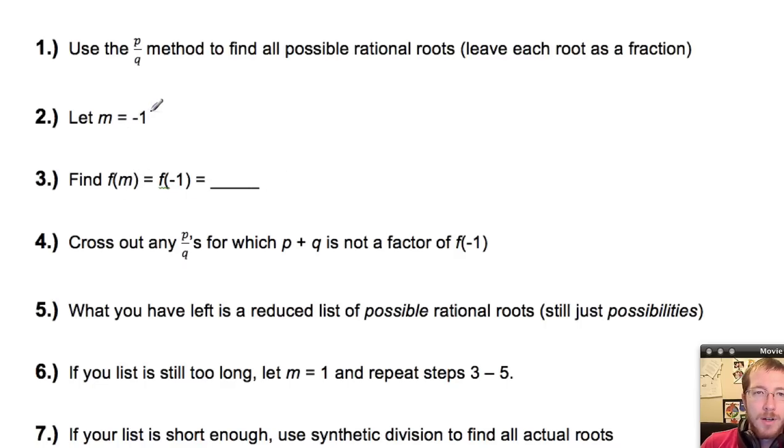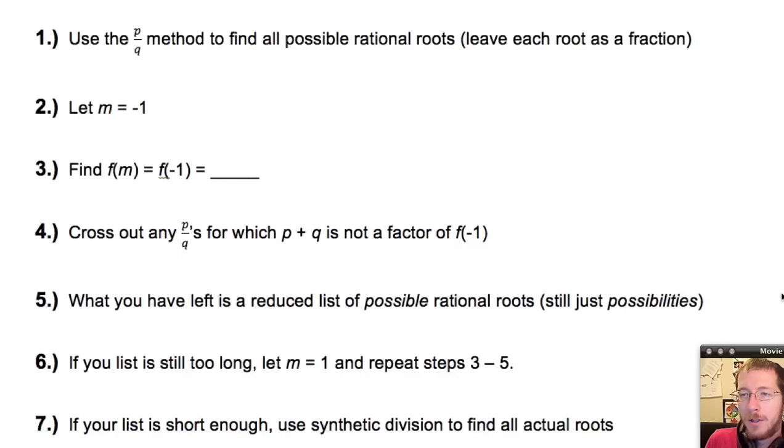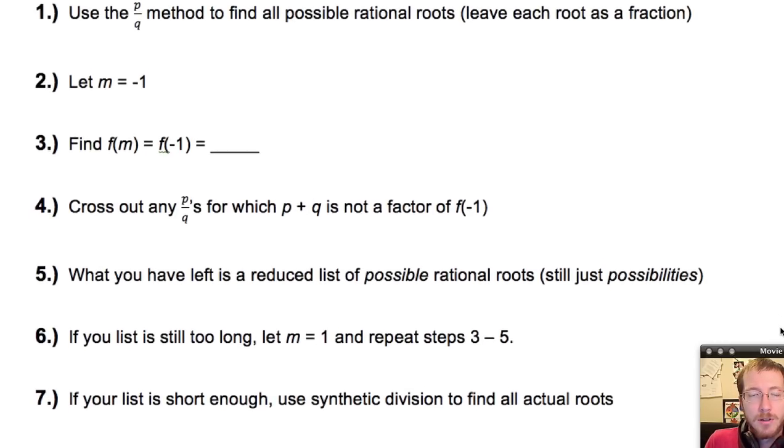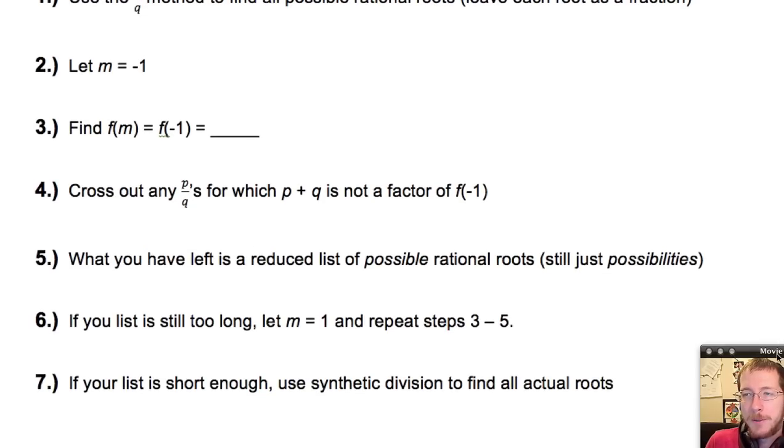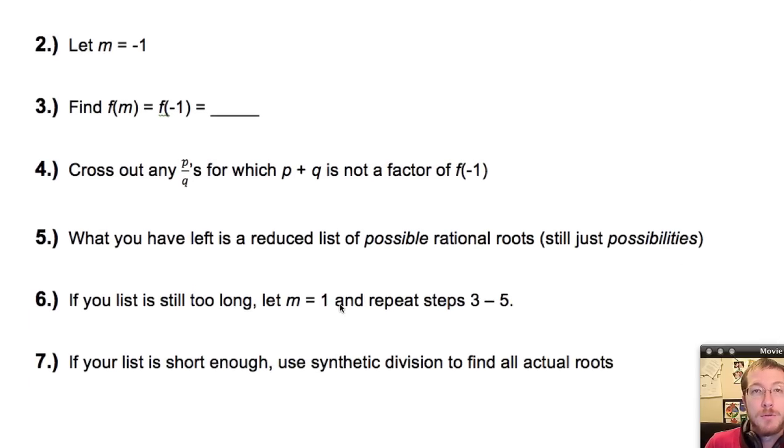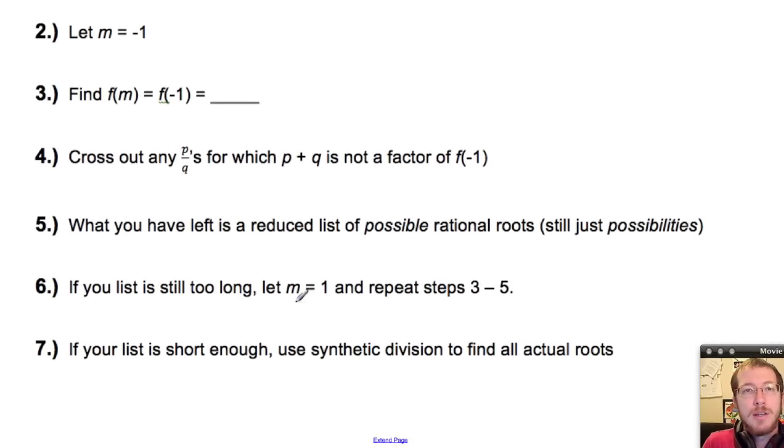Find out what f of -1 is, and then cross out any P over Q's where P minus M times Q is not a factor of that number. Okay, so then you've got your reduced list. You can either go ahead and do synthetic division if you crossed out a bunch, or let M equal 1, do another iteration of the P minus MQ, see what you've got after that, and then do synthetic division to find the roots.